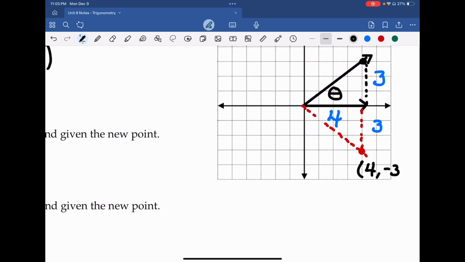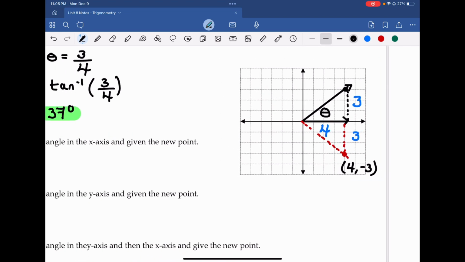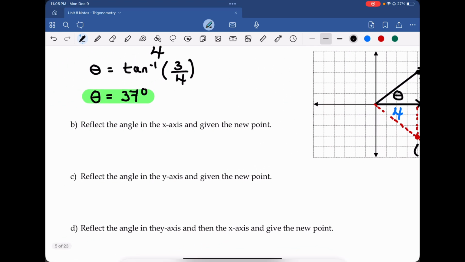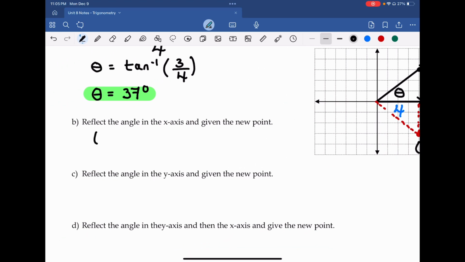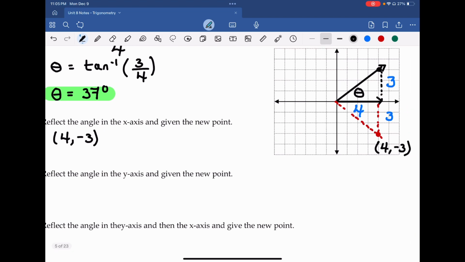This is at 4 and -3 when we reflect it. So that's the point we're going to record here. We're going to write that this occurs at 4 and -3. And then what is that angle here? Well, that angle would be the following.